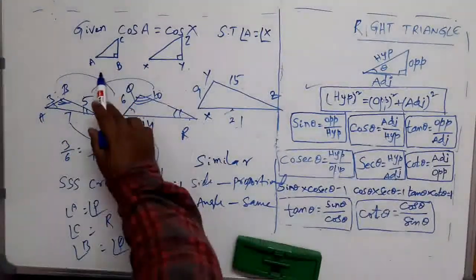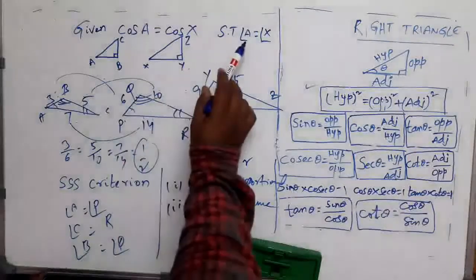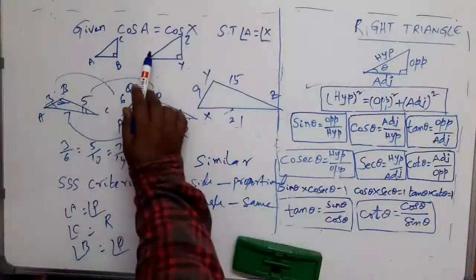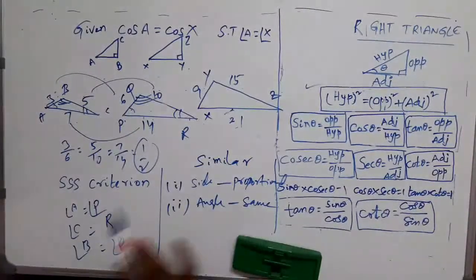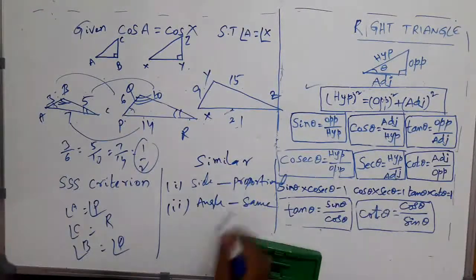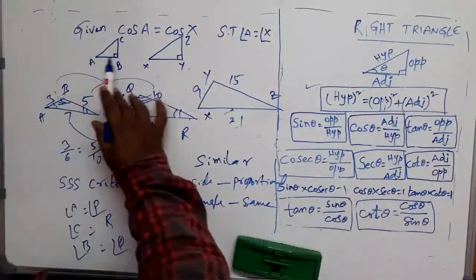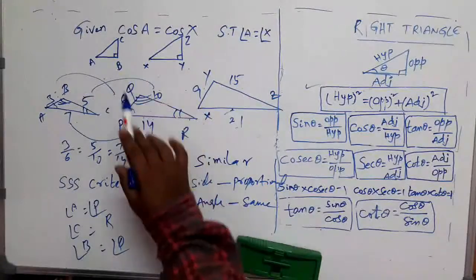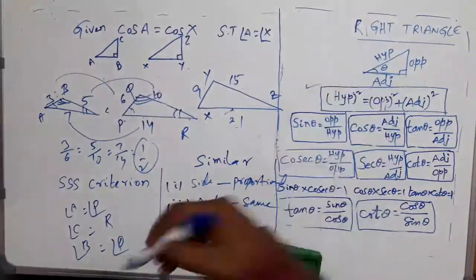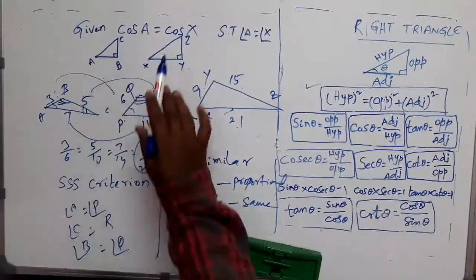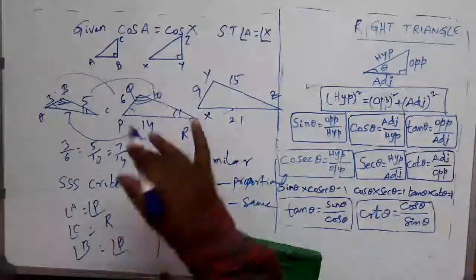In the given question, my target is to prove that angle A is equal to angle X. This angle is equal to this angle. That's what I'm going to show. For that, in which way is this concept useful? If I can show that these two triangles have corresponding sides in the same ratio, then I can say that these two are similar triangles. Then I can say that corresponding angles are the same.